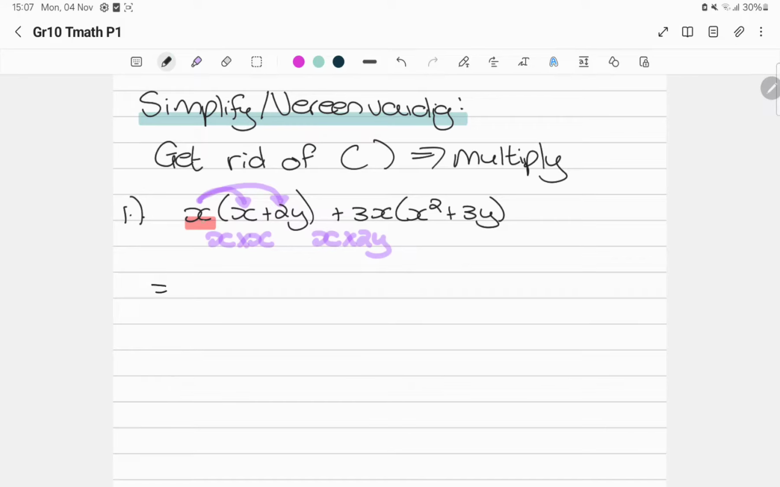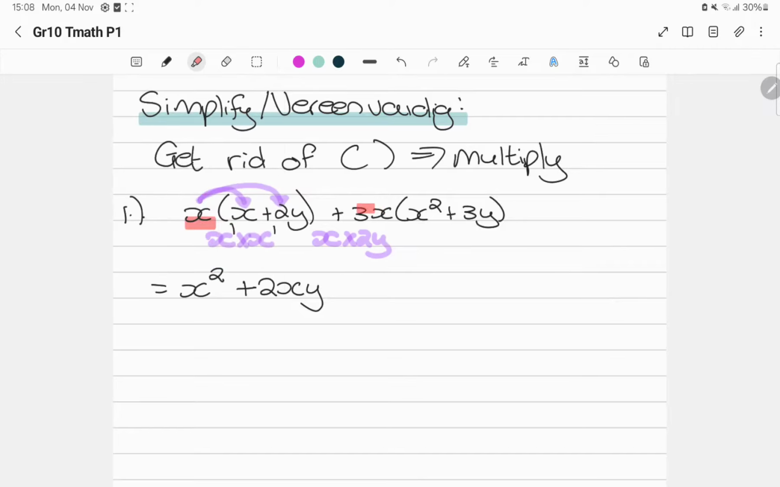So x times x gives me x squared. Remember when you multiply, your exponents add, so it's 1 plus 1 giving me 2. Then I do the same. I take my x and multiply it with 2y. So x times 2y is still going to be positive: there's a 2, an x, and a y. That's it. Then we're done and we move on to our next one.